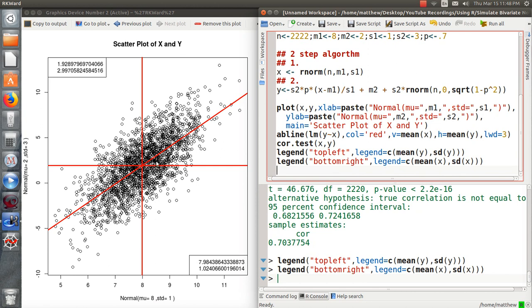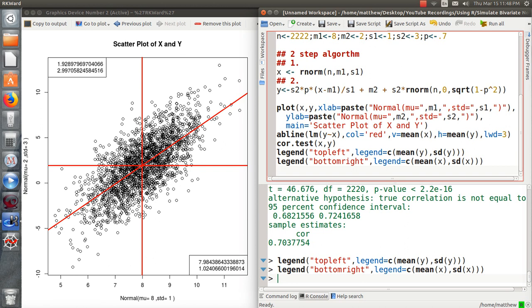Okay, so this is X and this is Y, and this tells you what it is. It's a normal mean 8, standard deviation 1. This is mu 2, standard deviation of 3, and these are the sample mean and standard deviation for Y, and it's pretty close. And this is the sample mean and standard deviation for X. And we'll go through this a few times.